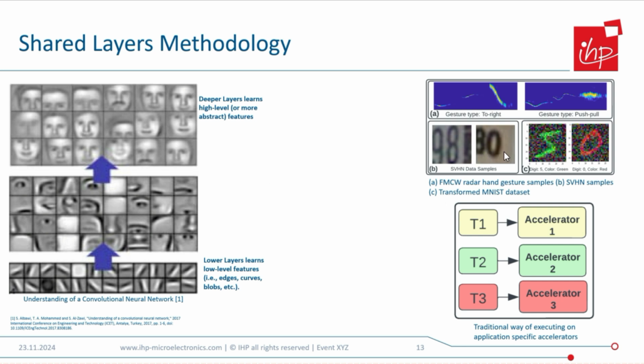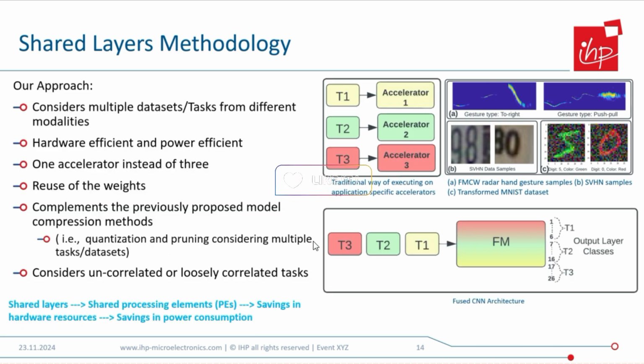For example, this is the SVHN dataset, which are numbers, but in radars, the high level feature is a totally different thing. So we use this approach to train one CNN model on all the three tasks. And this means that when you are sharing layers, you are sharing the processing elements. And this means you are saving hardware resources, and this also leads to saving in the power consumption.